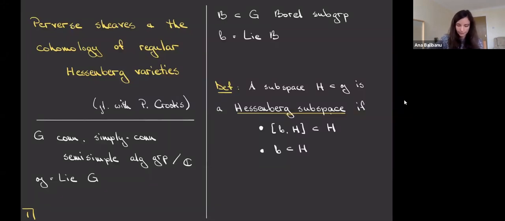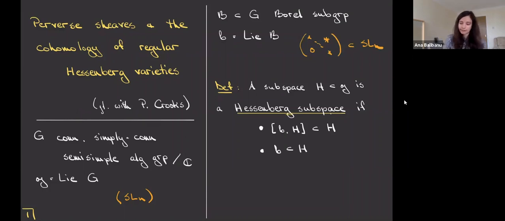So throughout this talk, G will be a connected, simply connected, semi-simple algebraic group over the complex numbers, and 𝔤 will be its Lie algebra. If you like, you can just as well think that G is SL_n. For the rest of today, I'll fix a Borel subgroup B along with its Lie algebra. And again, if you like SL_n, you can imagine that B is just the subgroup of upper triangular matrices of determinant 1.